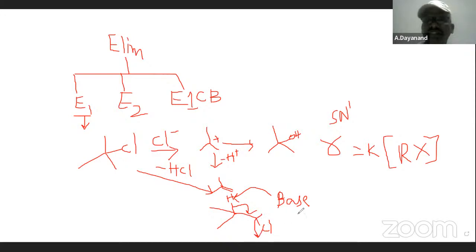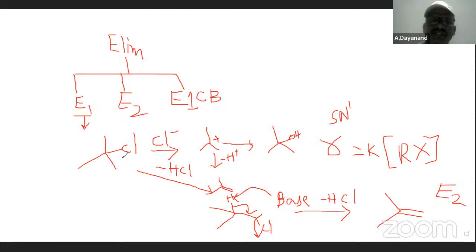The reaction is taking place in a concerted manner, that is, in a single step. Minus HCl takes place, and there is no cation formed as an intermediate. Therefore, what type of reaction is this? It is E2 elimination. E2 elimination takes place here.